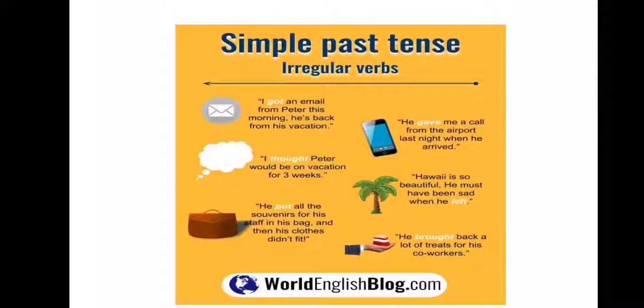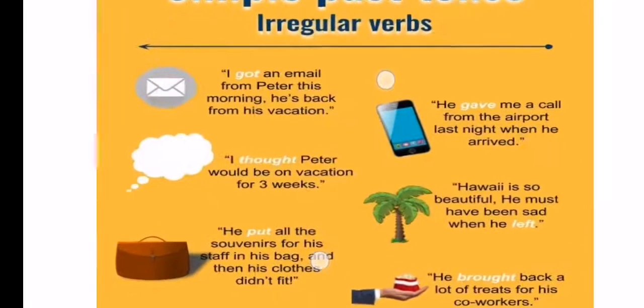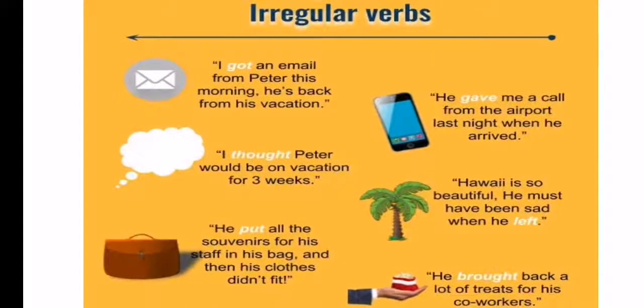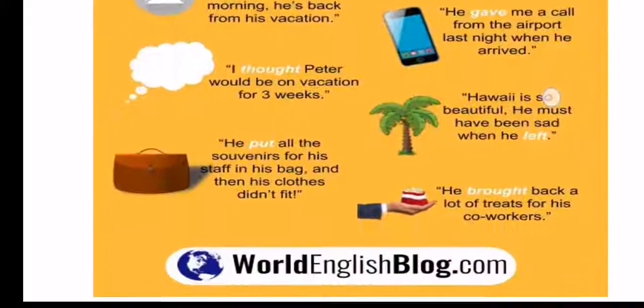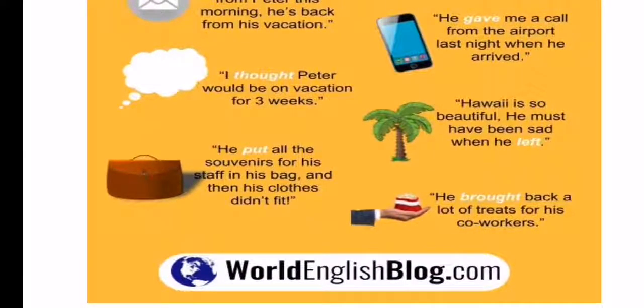Then here we are going to see some examples of irregular verbs. We have here, the first one says got, which is the past tense of get. Thought, which is the past tense of think. Put remains the same in the present and in the past. Gave is the past tense of give. Left is the past tense of leave. And brought, it's the past tense of bring.